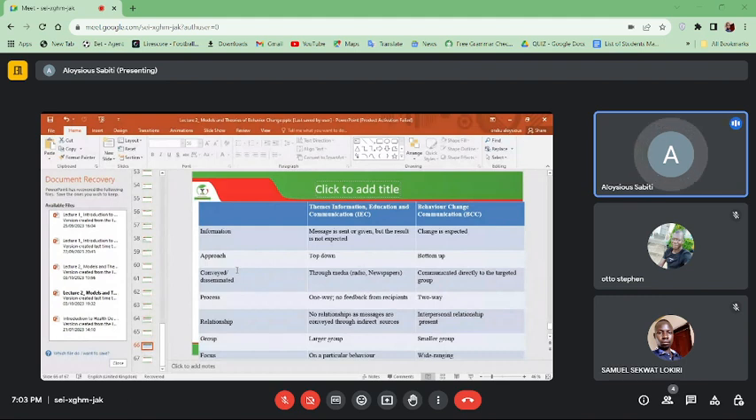This information is conveyed, if you're using IEC, through newspapers, through the radio, through placards, sometimes people use audio, sometimes they use flip charts, or they just put out their brochures and so forth. However, with behavior change communication, you're able to offer the information directly to the targeted group.